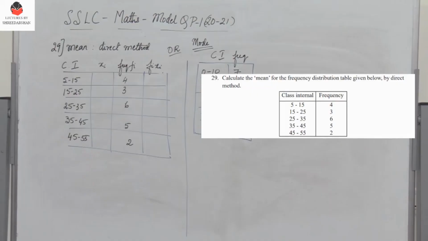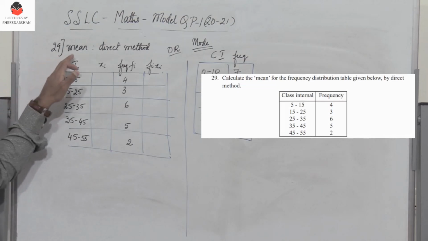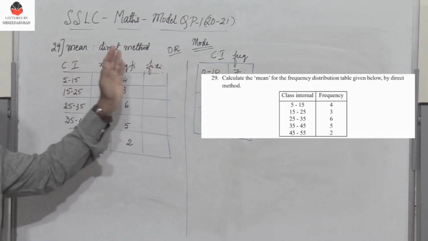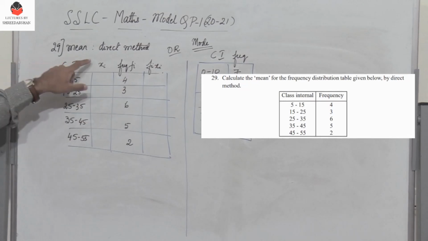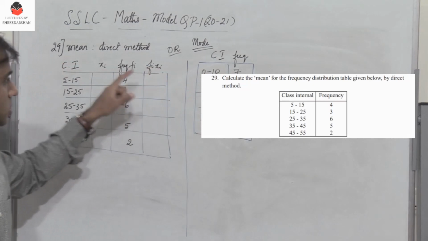So problem 29, we need to find the mean using direct method or mode. So let us first solve this problem.